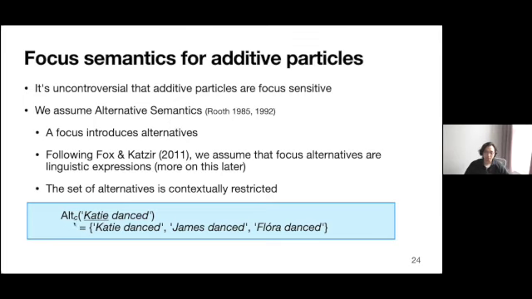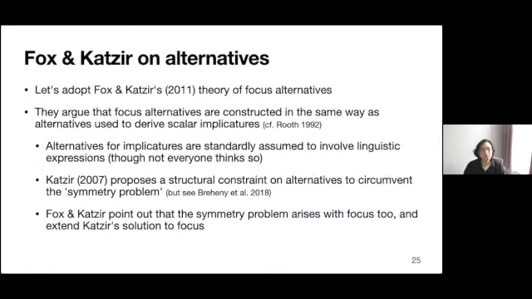So let's take some example context. I'm not going to really specify it, but if you have a sentence, Katie danced, where Katie is focused, you have alternatives like Katie danced, James danced, Flora danced, and so on. And all of these are meant to be expressions, and they have some meaning, right? And this is somehow contextually restricted, so in this particular context, C, you don't have other sentences like, I don't know, Chris danced or Aviv danced, and so on. In a different context, you might have those sentences too.